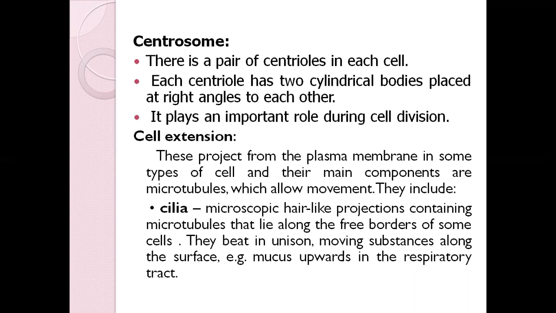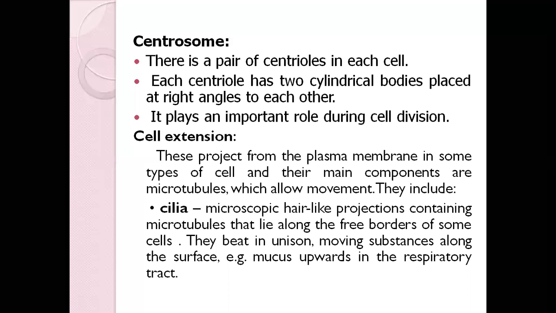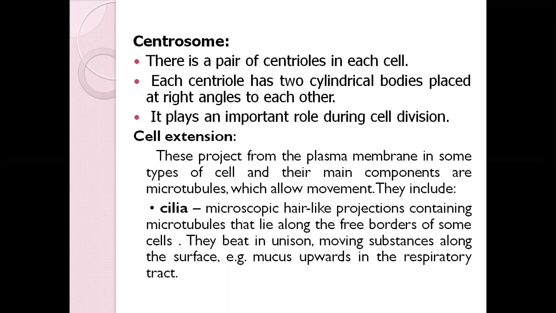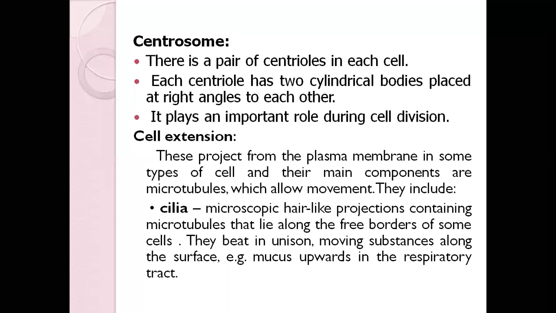These lie along the border of some cells. And what is the main function of the cilia? It helps in moving some substances along the surface, for example mucus, how mucus is moved upward in the respiratory tract. If there is excessive sputum or mucus production inside the lungs, that needs to be excreted out, right? This is mainly done with the help of the cilia. The cilia help in the upward movement of the mucus, and with that we spit it out or excrete it from our throat, or from our mouth, or even through our nose. So this is how cilia function.